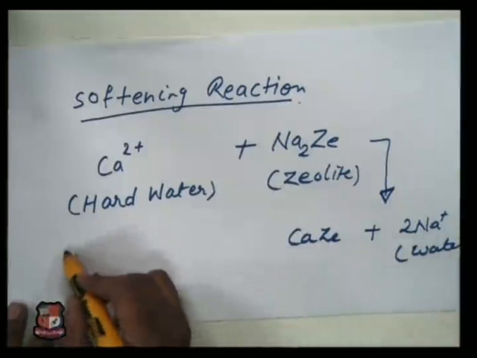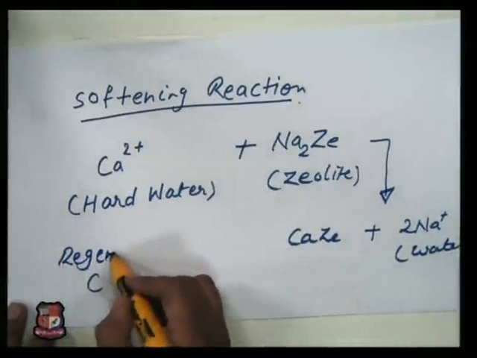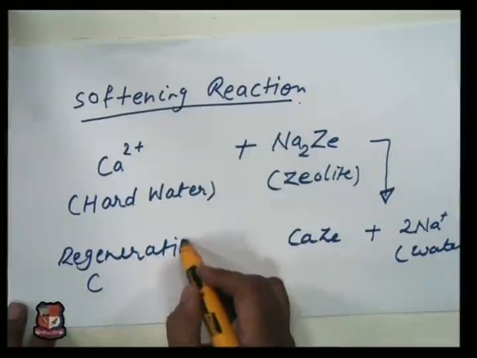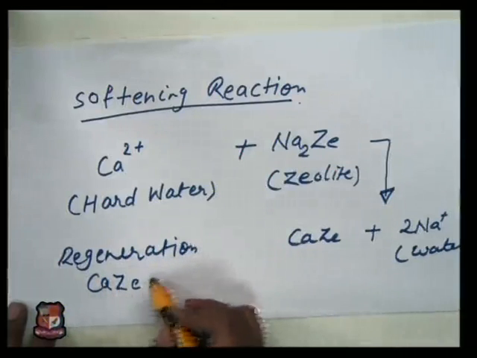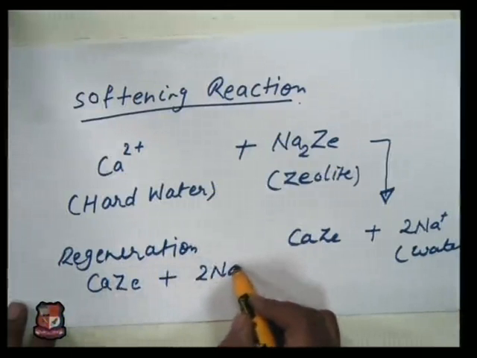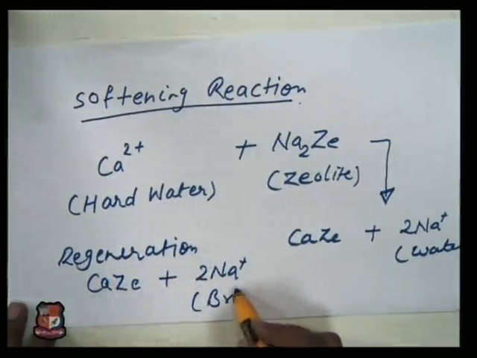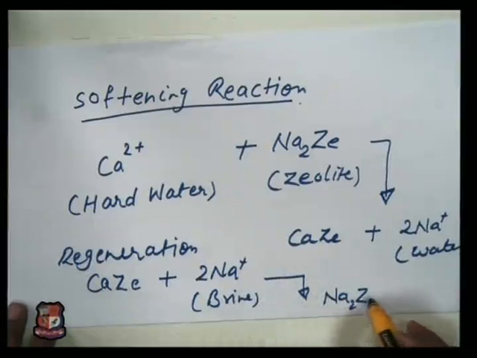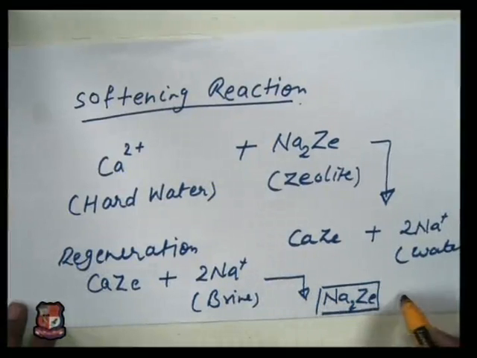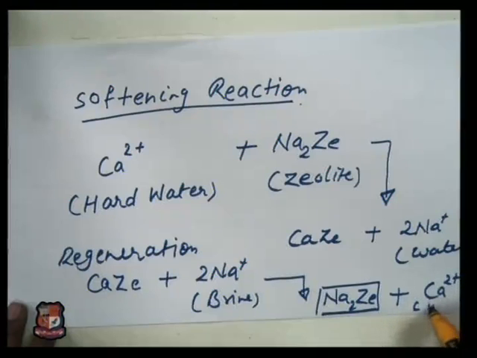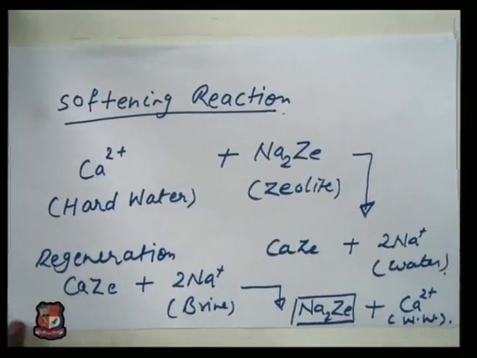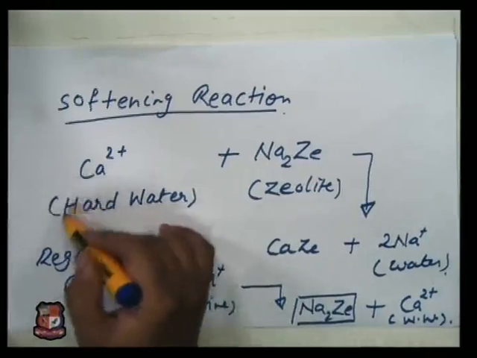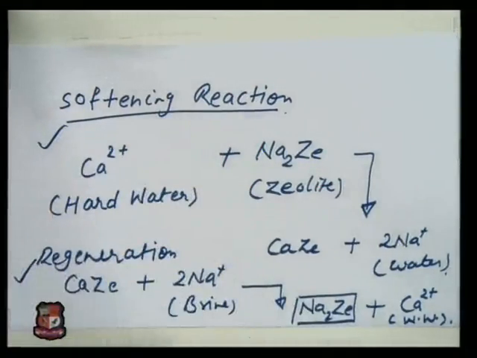Now regeneration of zeolite: CaZe plus 2Na+, which is coming from brine, gives us Na2Ze back. This is regenerated zeolite plus Ca2+, which goes in wastewater. So in this manner the whole softening and regeneration cycle occurs.